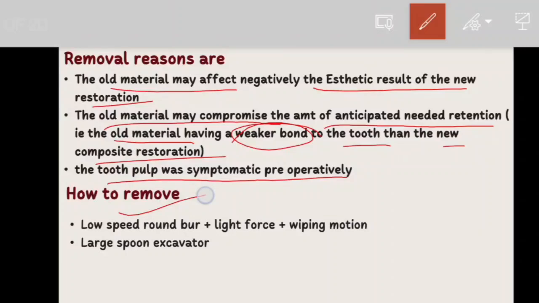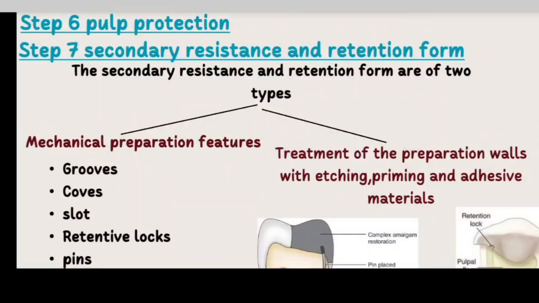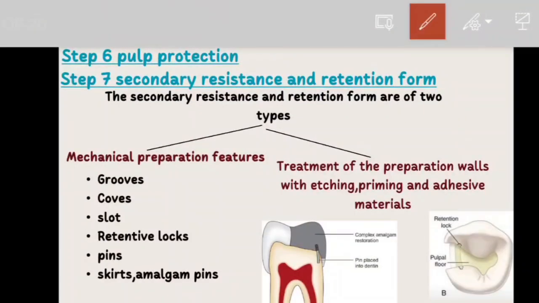So how do we remove it? We can remove it with a low speed round bur, light force and a wiping motion, and we will use a large spoon excavator to remove the remaining infective dentine. Now step 6 is pulp protection, which is done when the dentine is deep or the pulp is near. Now step 7, secondary resistance and retention form.